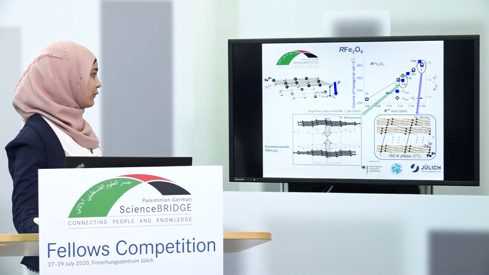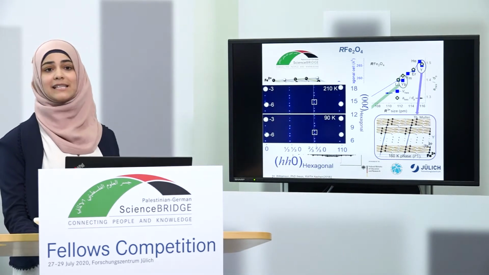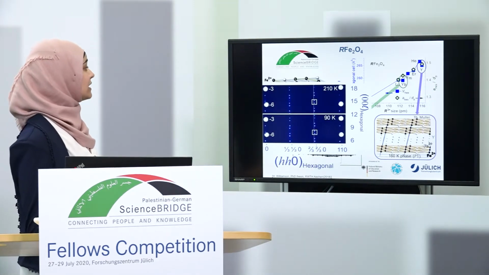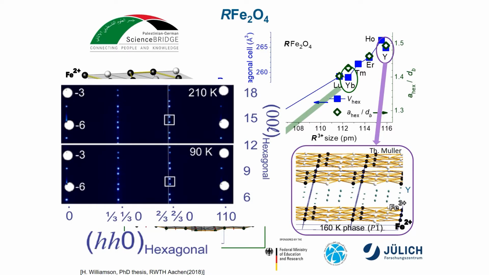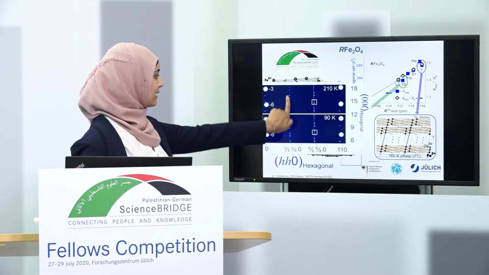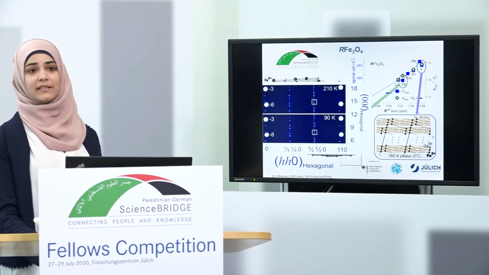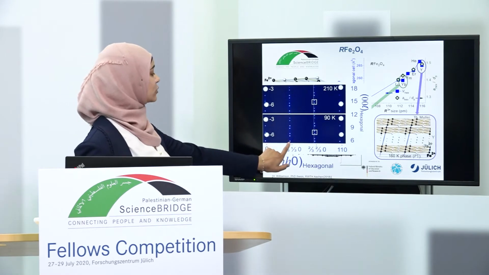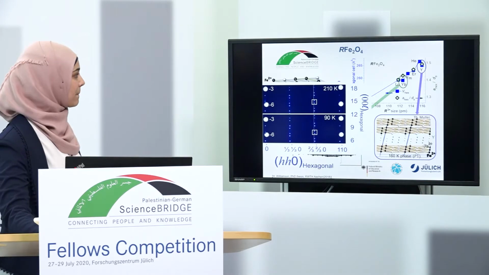This configuration was found by Hayley Williamson based on the single crystal X-ray diffraction she did. She saw some of the superstructure reflections that you see here. This is basically the HHL plane in reciprocal space. These superstructure reflections you see here at the 1/3 line come from the charge ordering. And it is commensurate. Why is it commensurate? Because we have these superstructure reflections exactly at the 1/3 line.